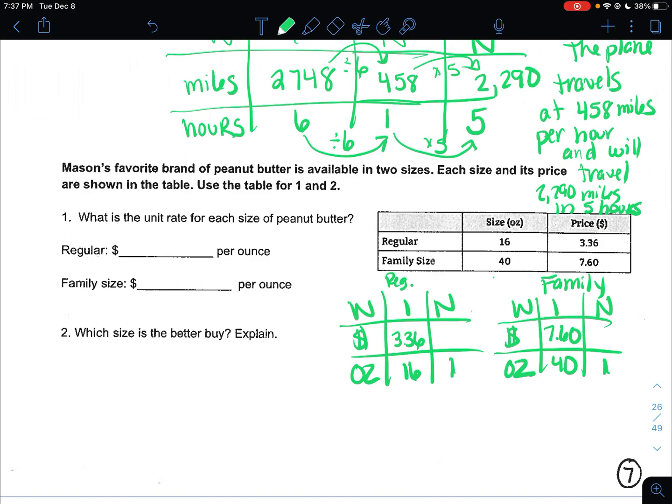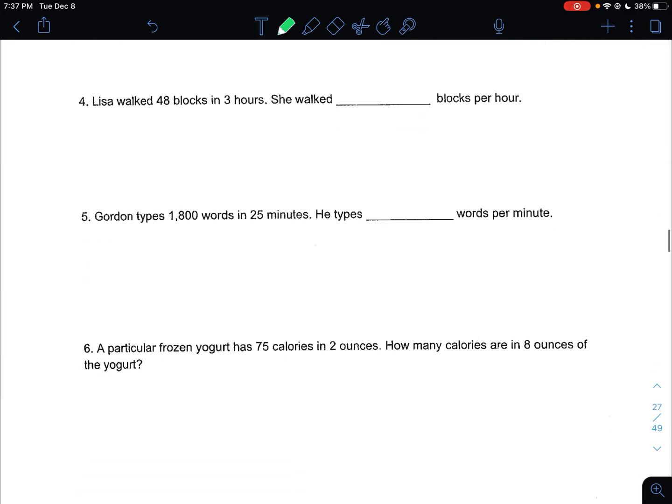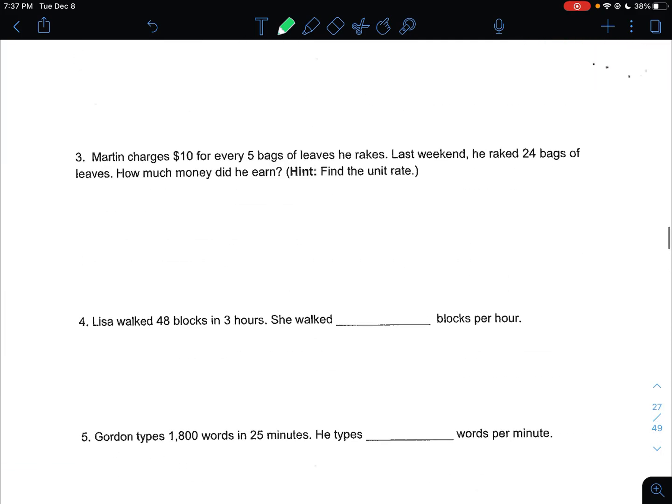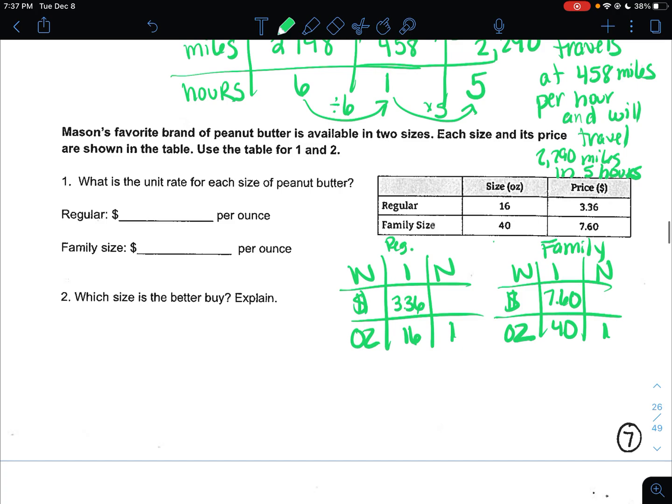Okay, so I'm going to let you finish that. And then you have 3, 4, 5, 6, and 7 on the back of this worksheet to do for practice today. After you do those, check them with the answer key and then do your formative. And then you're done for the day, okay? So there is no new lesson tomorrow.